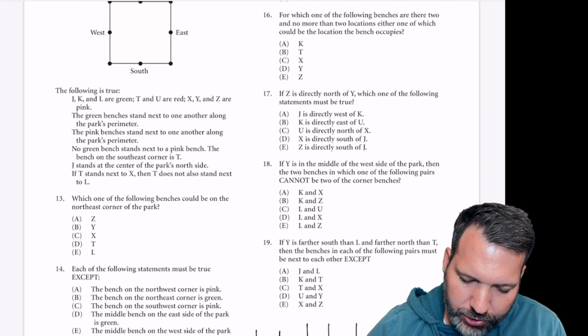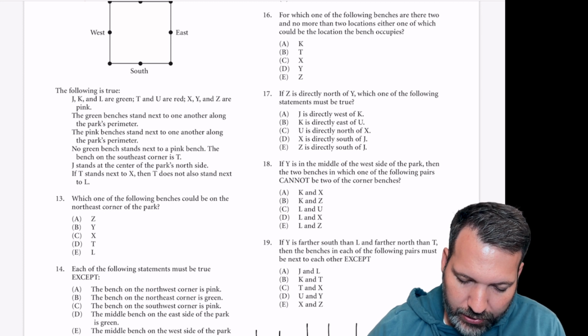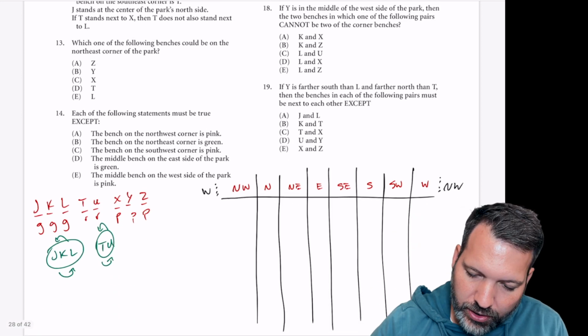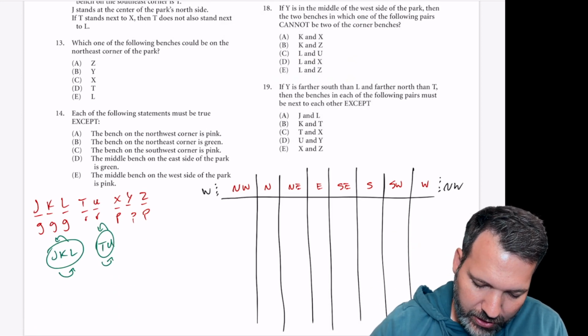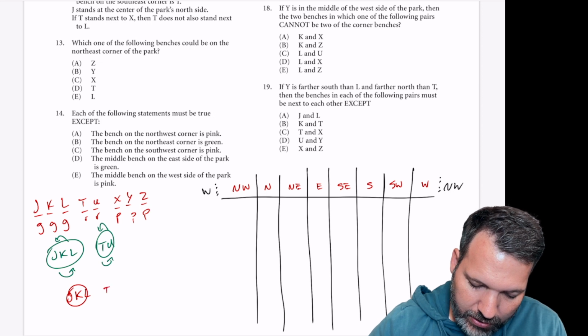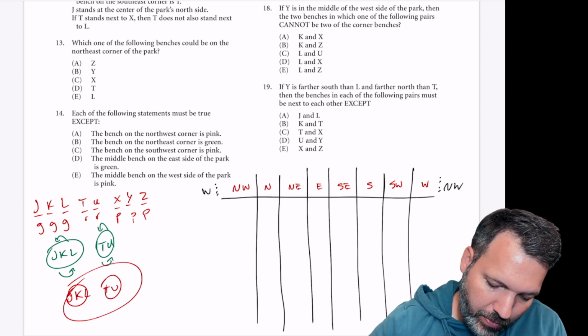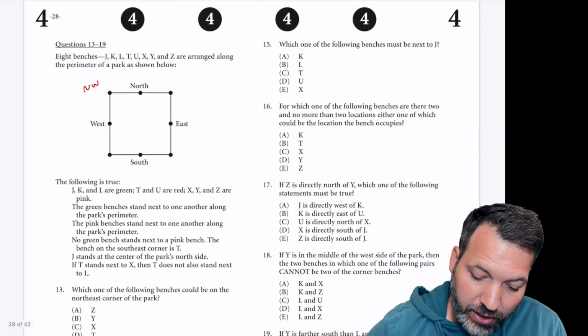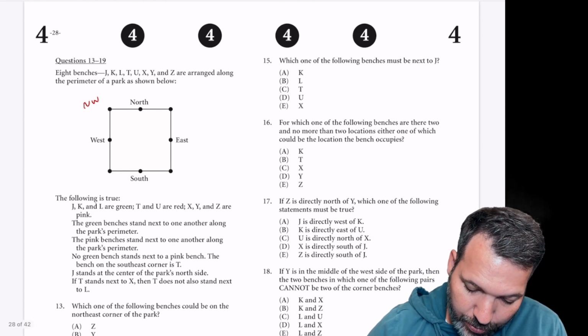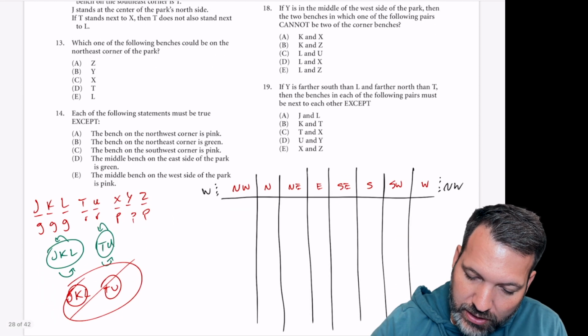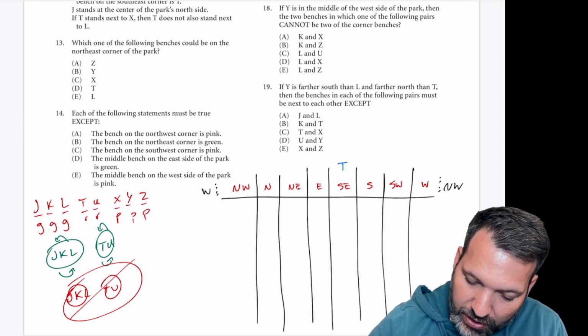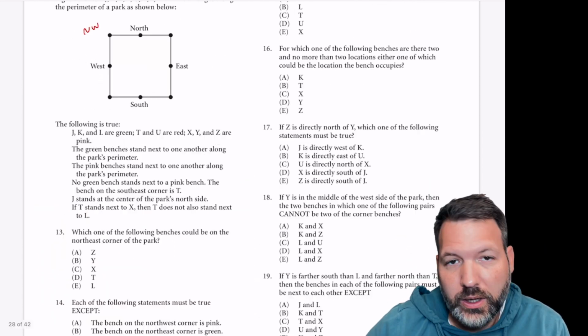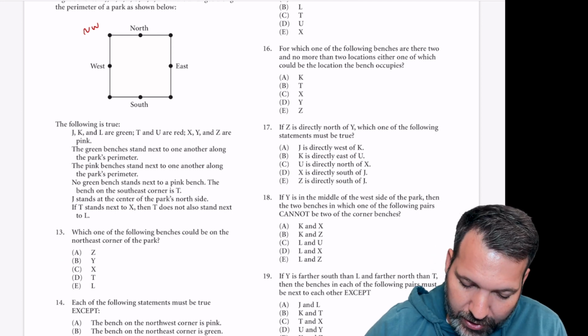No green bench stands next to a pink bench. The bench on the southeast corner is T. So almost these 2 clues together, J, K, L, any of them, T, U, any of them, big circle with a slash. None of these can go next to each other. And then we're given a particular place for T. The bench on the southeast corner is T. So simple enough, southeast has to be T. There's some deductions we can get from that. We'll do that in just a moment.